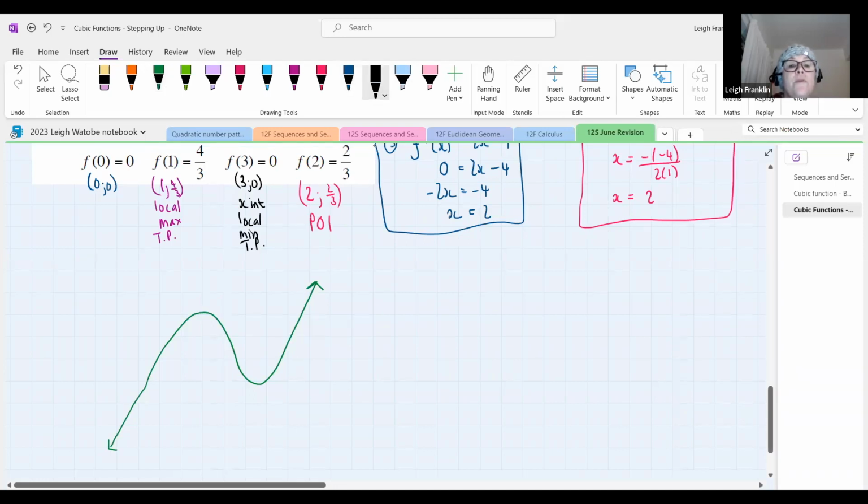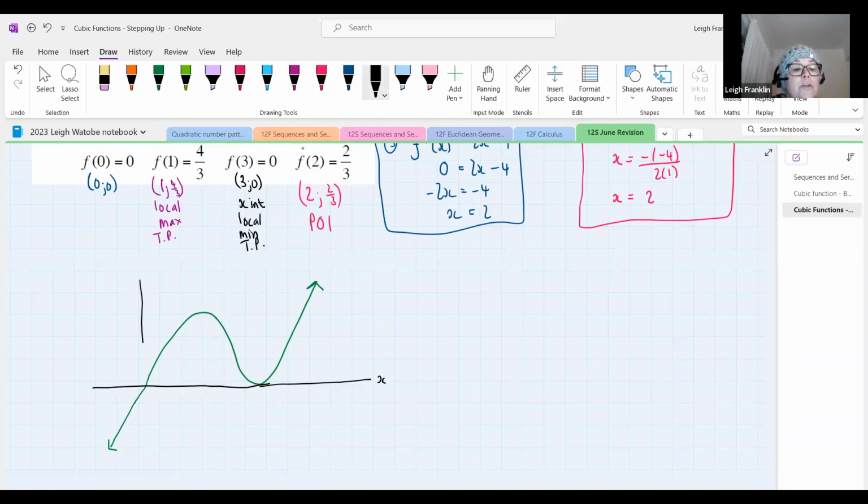We know that it has an x-intercept at its local minimum. So that's our x-axis. We also know that the graph goes through the origin, so that has to be our y-axis. The points 1 and 4 over 3, and 2 and 2 over 3, both occur in the first quadrant. Our local maximum is 1 and 4 over 3. Our x-intercept is at 3 and 0. There's our origin. And our point of inflection is somewhere over there at 2 and 2 over 3.